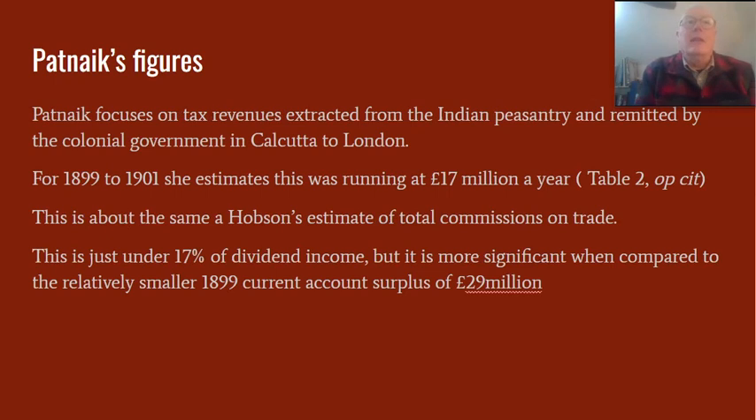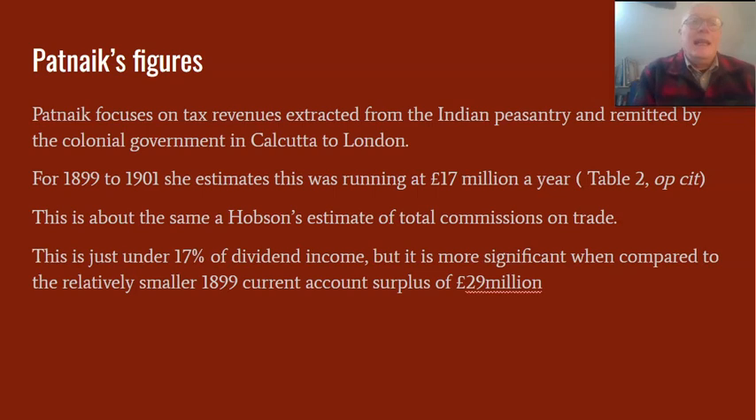Now, Patnaik's figures focus on tax revenues extracted from the Indian peasantry and remitted by the colonial government from Calcutta to London. From 1899 to 1901, she estimates this was running at about 17 million a year. And this is of the same order as Hobson's estimate of commissions on trade, but that's a coincidence. And that's only 17% of dividend income. So it's much less than dividend income.